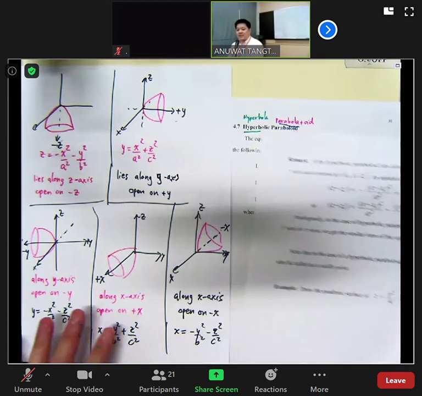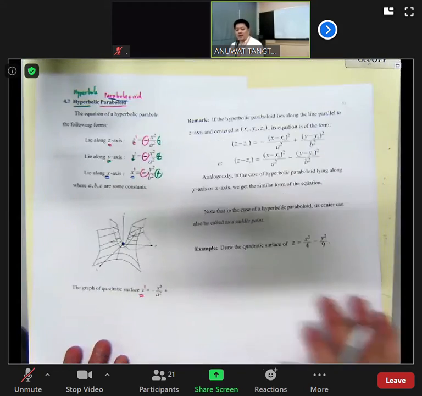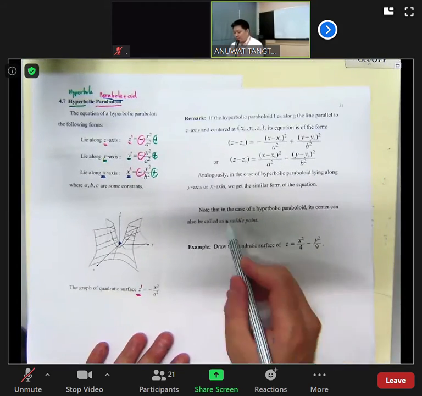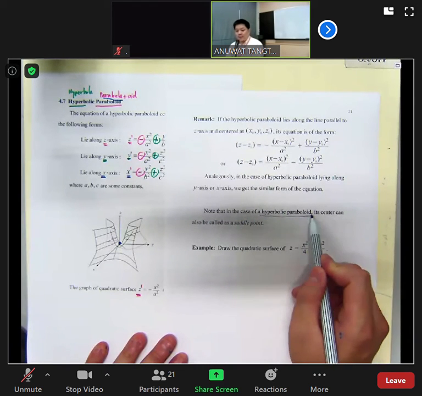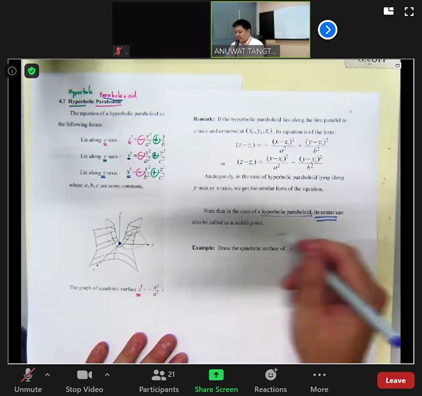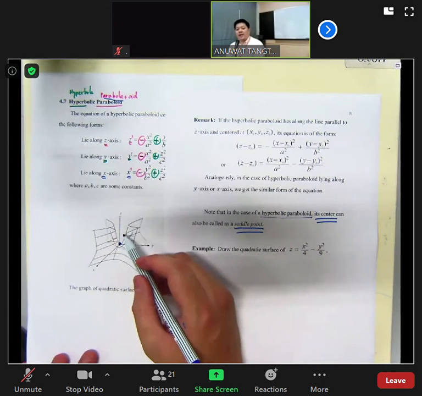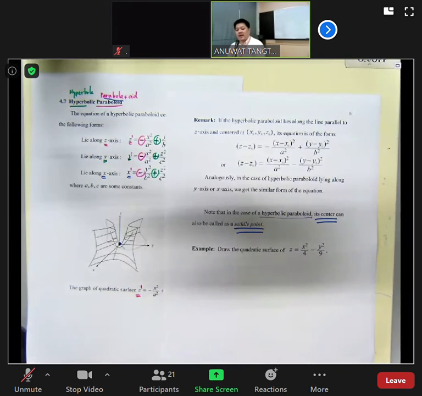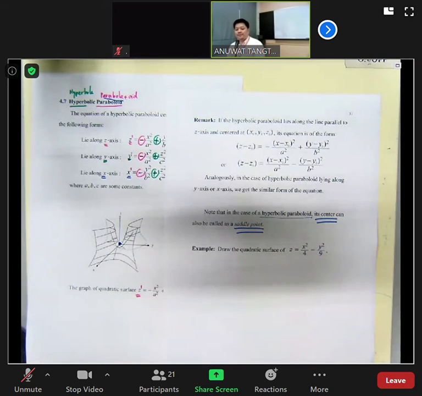So the center of the hyperbolic paraboloid is sometimes called a saddle point. It is just the point where the man is riding the horse. The center is sometimes called the saddle point because it is similar to a horse saddle.